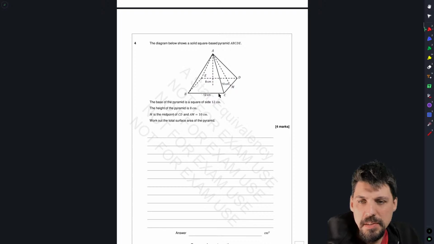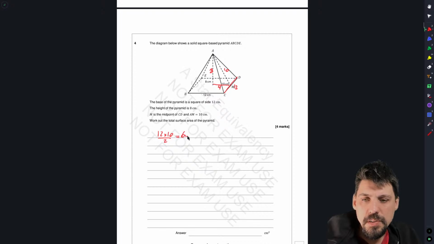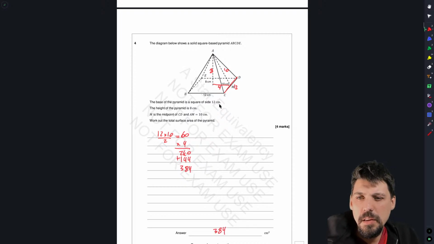So you've got a pyramid, the base is a square of side 12, the height is 8, M is the midpoint, and A to M is 10. I'm going to rewrite that there because I don't like that. So that's a 4, that's an 8 is what we're looking at. Oh, that doesn't even matter, does it? Find the total surface area of the pyramid. I was getting ready to do a bit of Pythagoras. So the triangles are base times height over 2, which is 60. We've got 4 triangles to give us 240 and 144 for the base, which is 384 centimeters squared. Does that feel right?